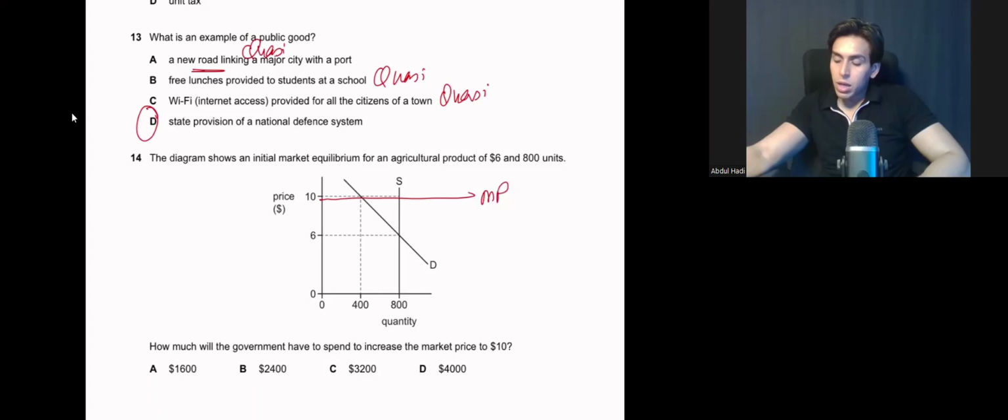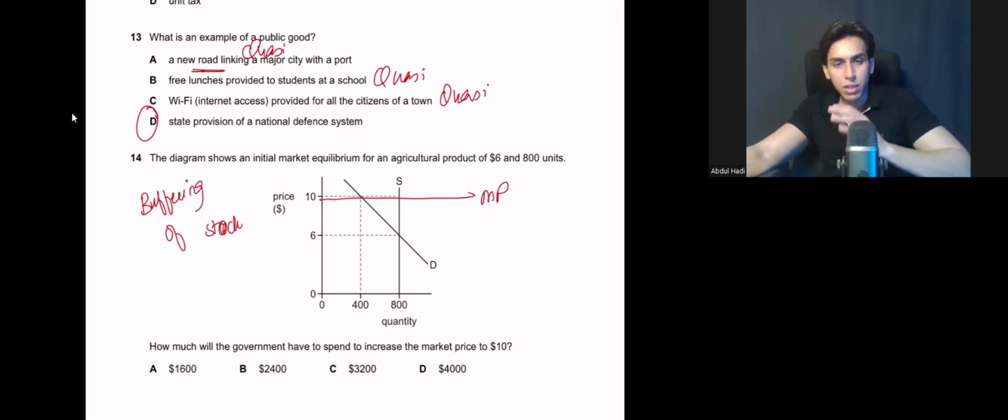Now, when we talk about minimum price, what the government does is that the government promises farmers and all the producers that their income level will be secured. It will not be affected negatively. So the government focuses on the concept of buffering of stock. The government buffers stock level and stores it with themselves.